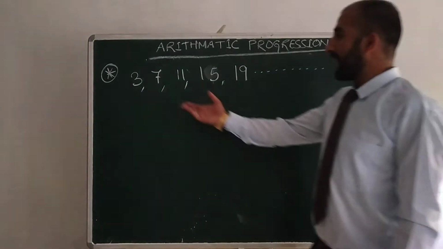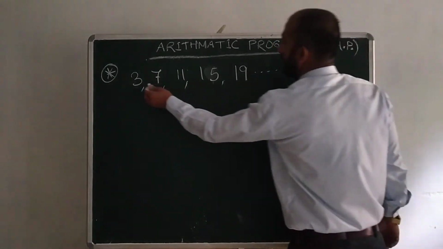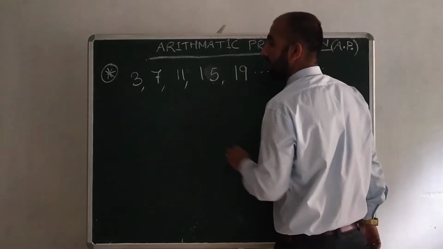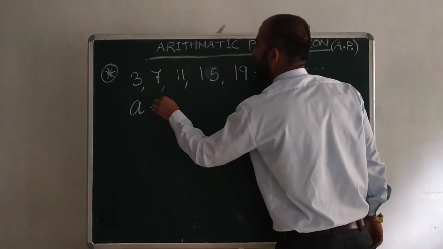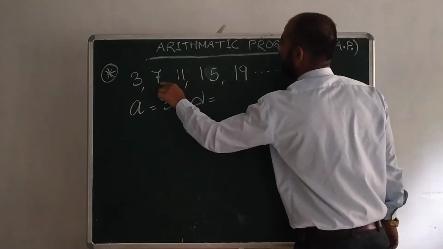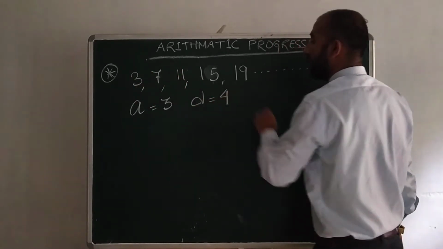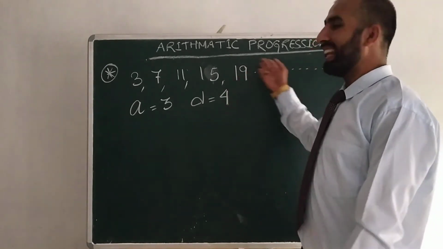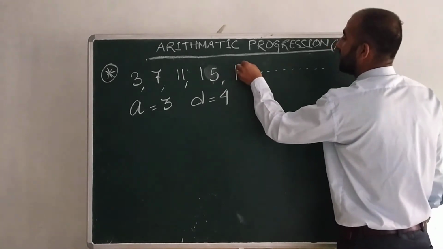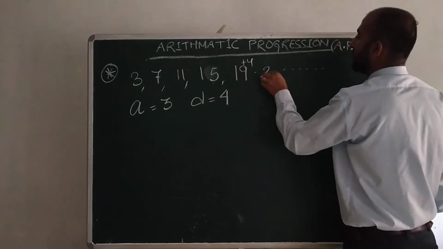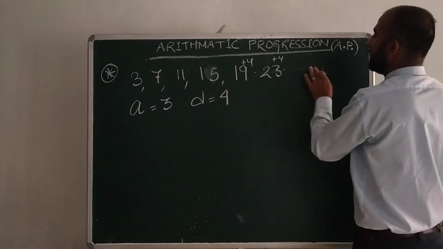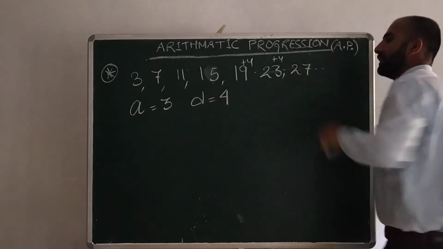Okay kids, look at this AP. I've written 3, 7, 11, 15, 19. In this case, see the first term is 3 and the common difference is 7 minus 3, that is 4. Now, if you are asked what will be the next term, then you can definitely make out, that is 19 plus 4, that is 23. And what will be the next term? That is plus 4, that is 27. Okay, it is an easy task.